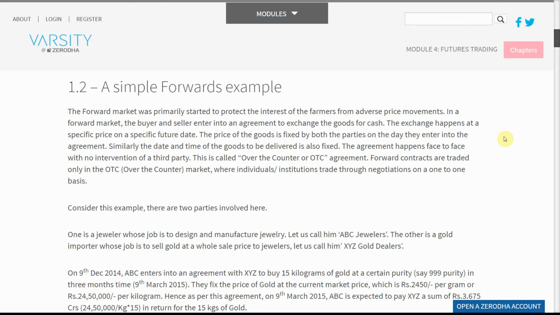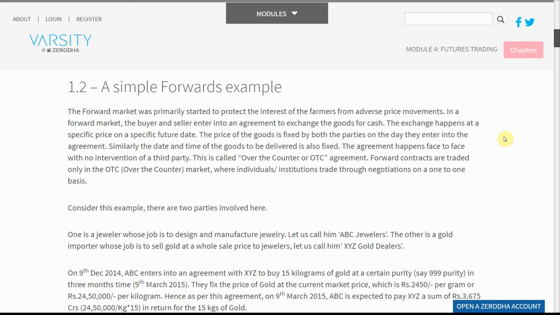Similarly, the date and time of the goods to be delivered is also fixed. The agreement happens face-to-face with no intervention of a third party. This is called an over-the-counter or OTC agreement. Forward contracts are traded only in the OTC, over-the-counter, market, where individuals and institutions trade through negotiations on a one-to-one basis.